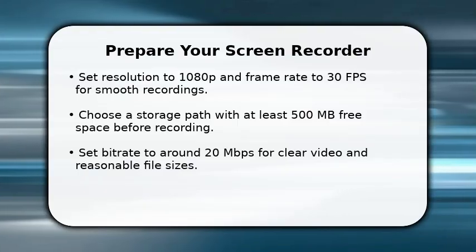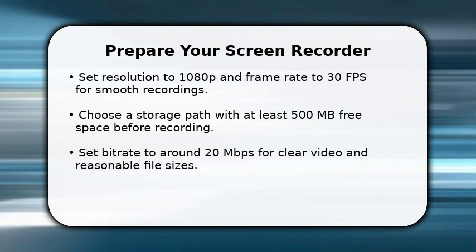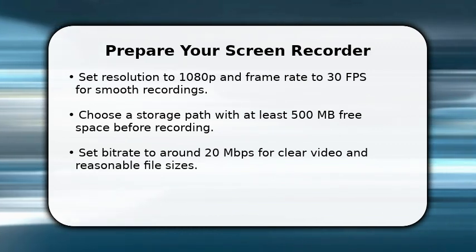Start by preparing your screen recorder and workspace before recording anything. Set resolution to 1080p and frame rate to 30 FPS for smooth recordings. Choose a storage path with at least 500 MB free space before recording. Pick an encoding preset and set bitrate to around 20 Mbps for clear video and reasonable file sizes.